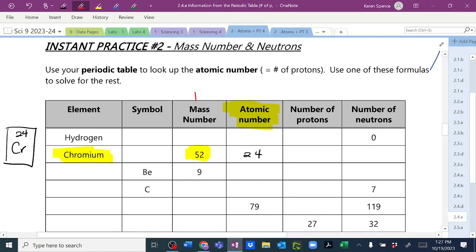Remember, this number is not on the periodic table. This number here is the protons plus the neutrons.